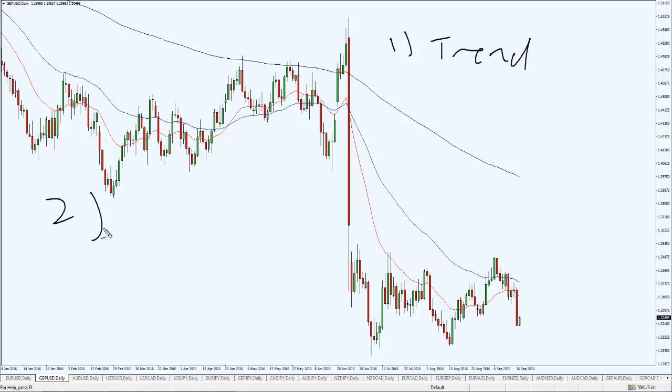There are two ways to trade trends. Either you trade a breakout, or you trade from an area of value, a pullback. So in this instance, I was looking to trade from an area of value. Where is the area of value?